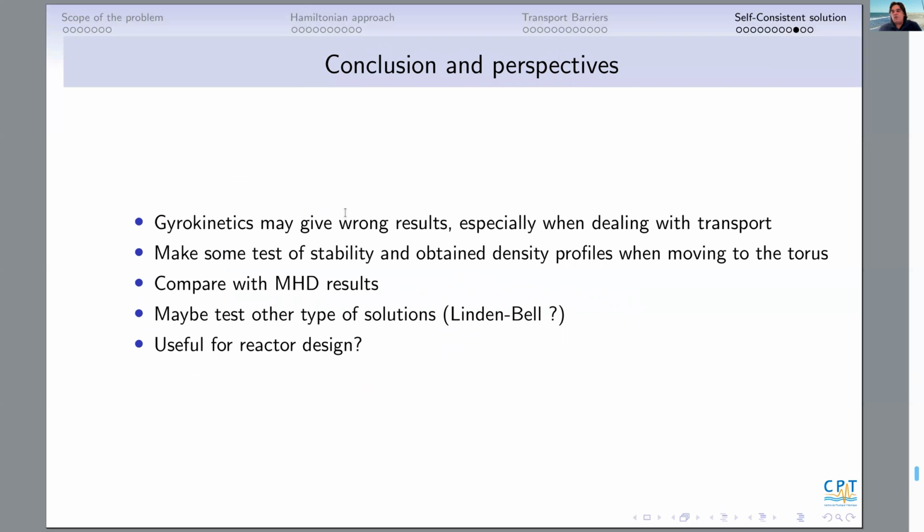So this is where I want to conclude. As I said, gyrokinetic codes can give wrong results, especially when we consider transport, because near transport barriers it could be a problem. So we have to make some stability tests of the analytical density profile that we obtained. We would like to compare this with magnetohydrodynamic results, and also maybe test other types of solutions, like the Lynden-Bell approach. One important question: is this useful for a reactor design? Sorry about the noise.